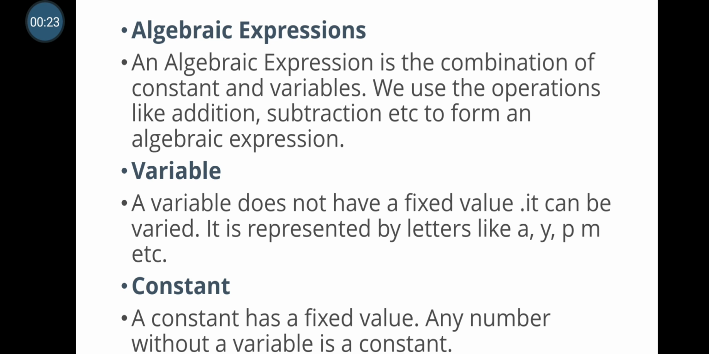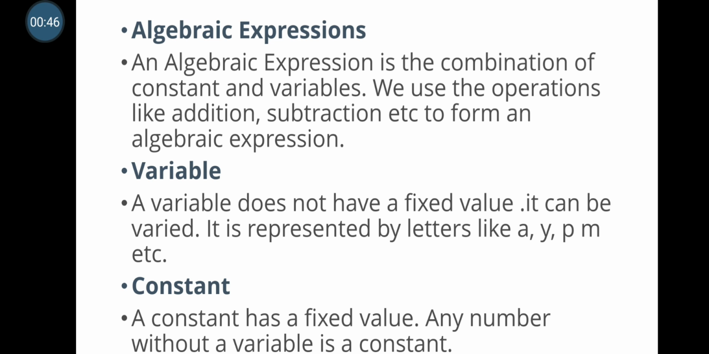A variable does not have a fixed value, it can be varied. It is represented by letters like a, y, p, m, etc. So a variable does not have a constant value. Okay, so a can take up any value: 0 or 2 or 10 or 100, any value a variable can take up.